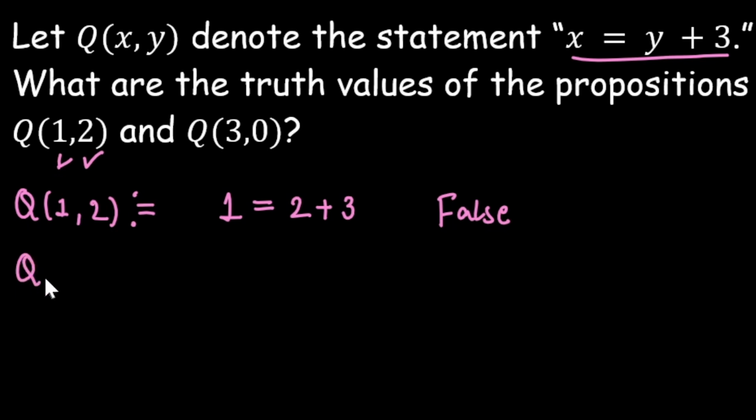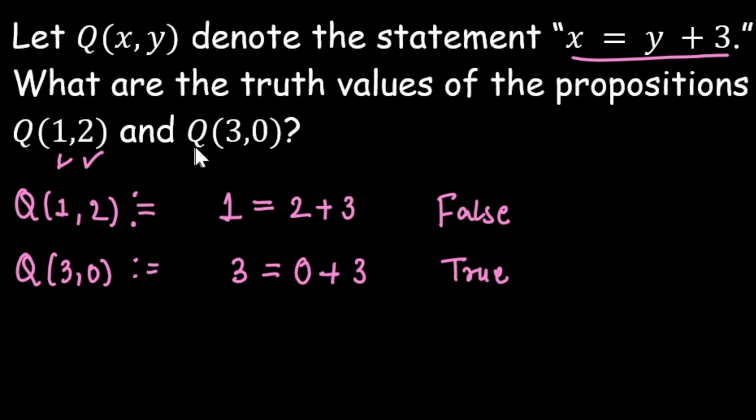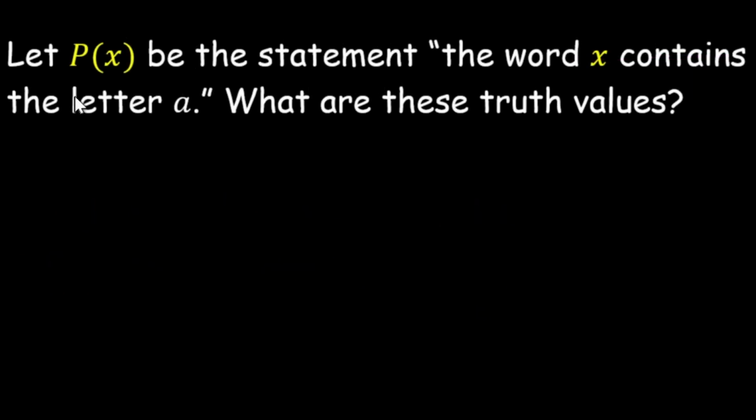On the other hand, if you take Q(3,0), in place of x replace 3, in place of y replace 0, plus 3 as it is. Is the statement true? Yes. So it means the proposition Q(3,0) is true. Let's take another example. Let P(x) define the statement the word x contains the letter a. Right now this is a predicate because it involves a variable, and the property is that the word contains the letter a.